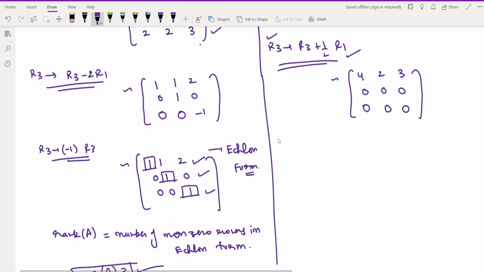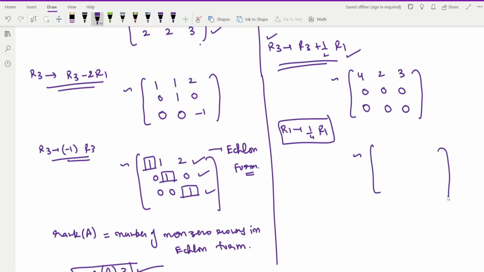And thereafter, one more transformation I will apply. Actually, I'm not talking about R3, I'm talking about R1. R1 is replaced by 1 by 4 R1. So it will be 1, and 2 by 4 will be 1 by 2, and 3 by 4 will be here. And it is 0, it is 0, it is 0, and this row is also 0. And this is the pivot element.